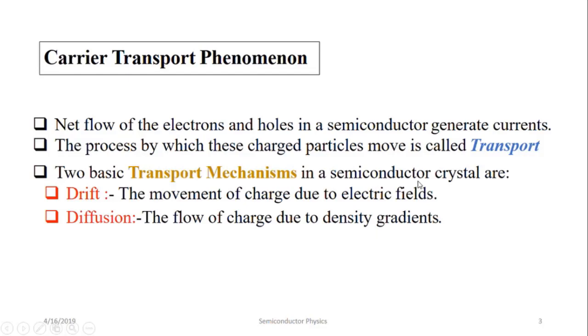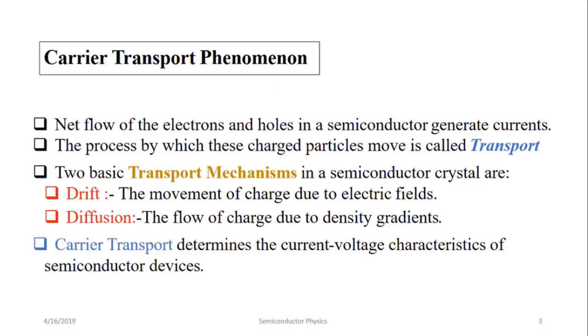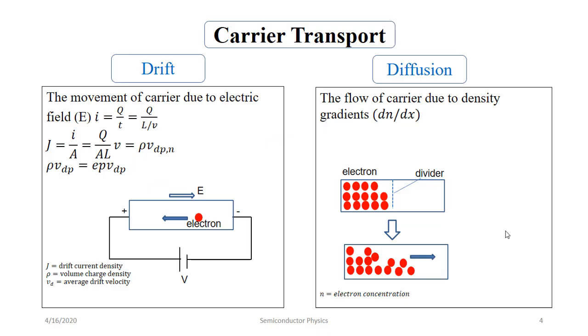There are two basic transport mechanisms in a semiconductor crystal: one is drift and the other is diffusion. Drift is the process in which charge is moved in the presence of an electric field, and diffusion is the process in which charge flows due to a density gradient, from low to high or high to low. Carrier transport determines the current-voltage characteristics of semiconductor devices. Let's briefly describe the carrier transport phenomena.